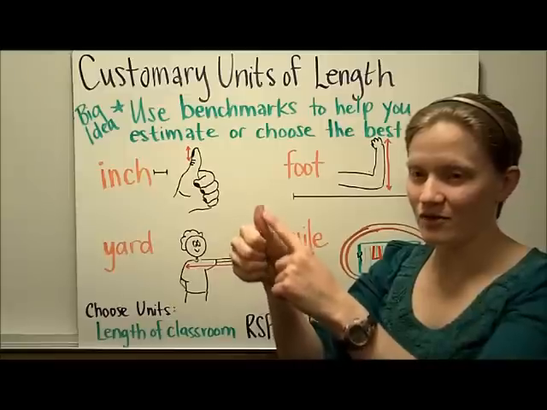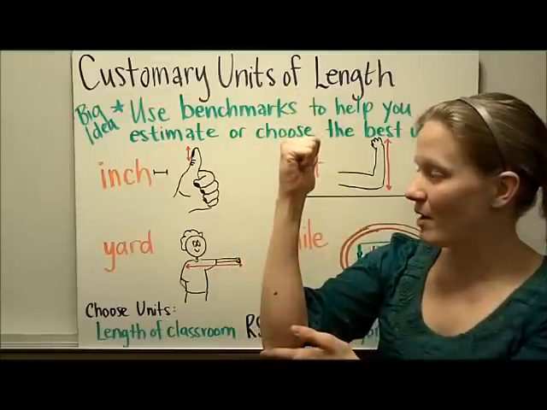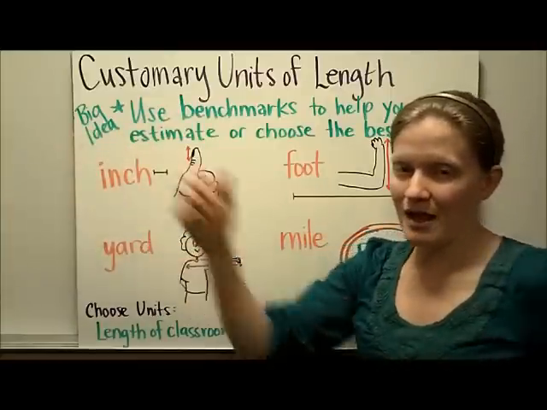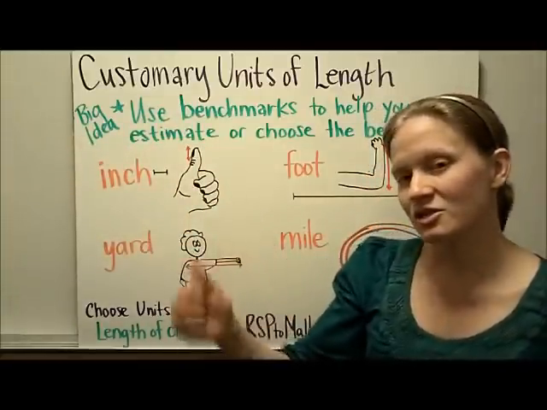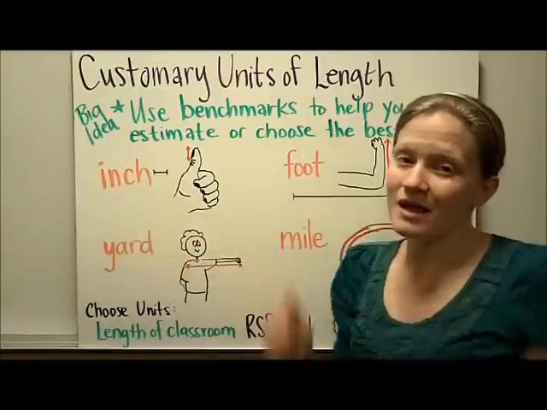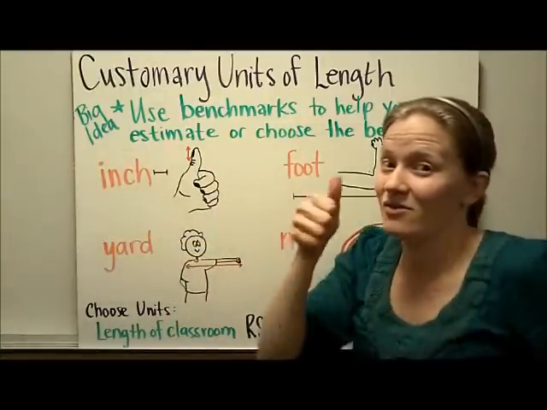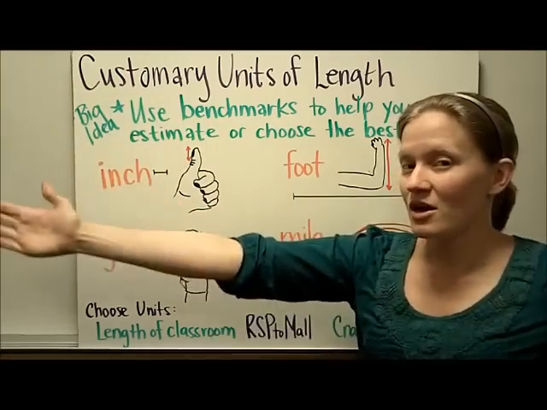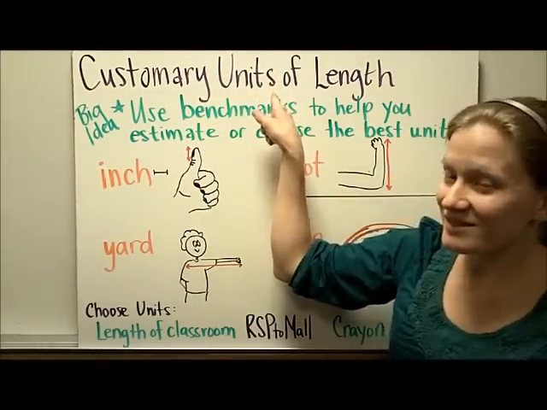Inch, because you're showing your thumb. Foot, you're going to show this distance on your arm. Yard, and mile, because we're running the mile. It goes like this. Inch, foot, yard, and mile. Inch, foot, yard, and mile are the customary units.